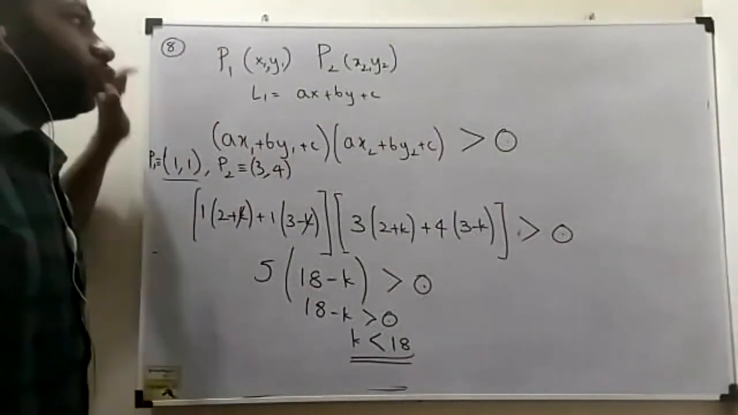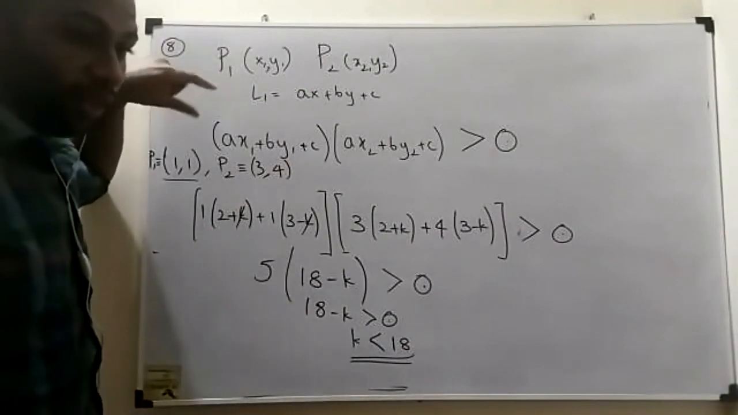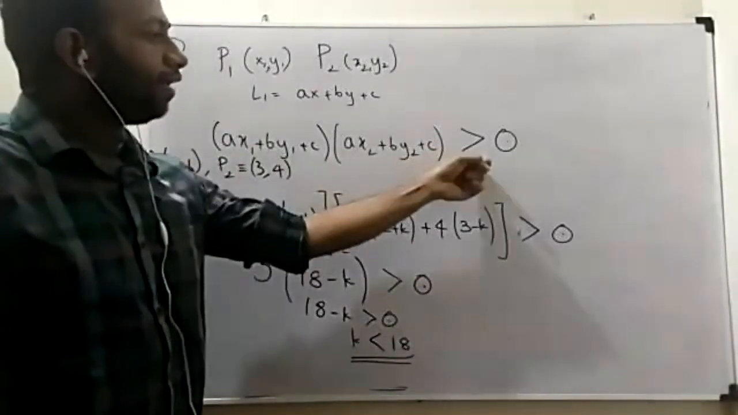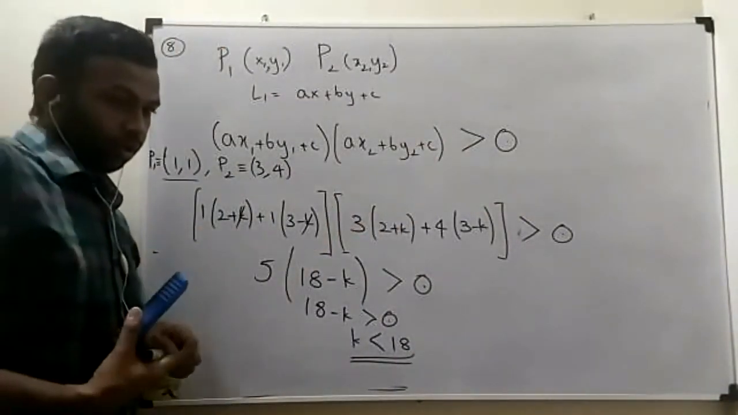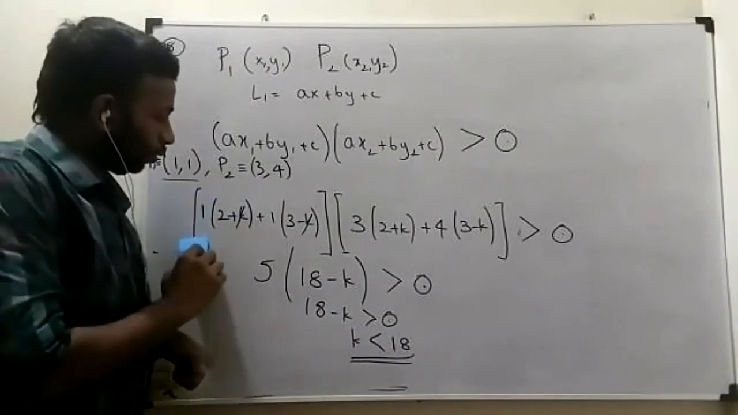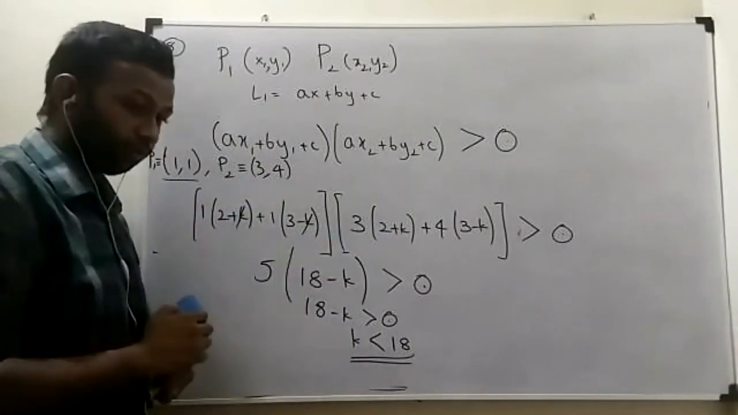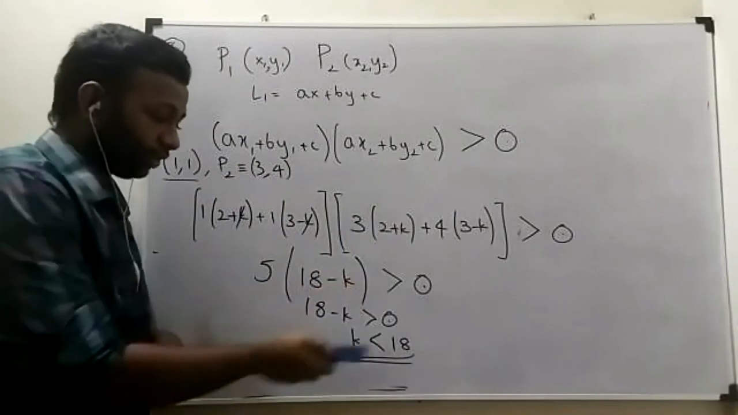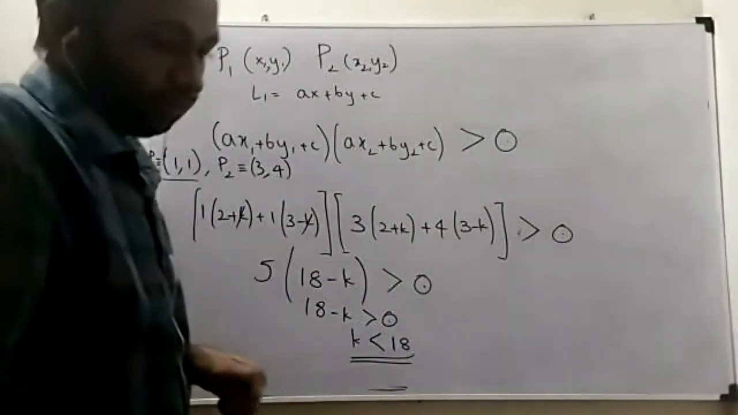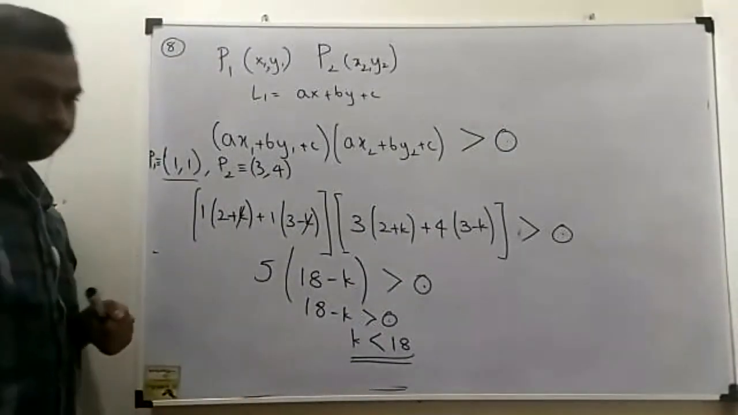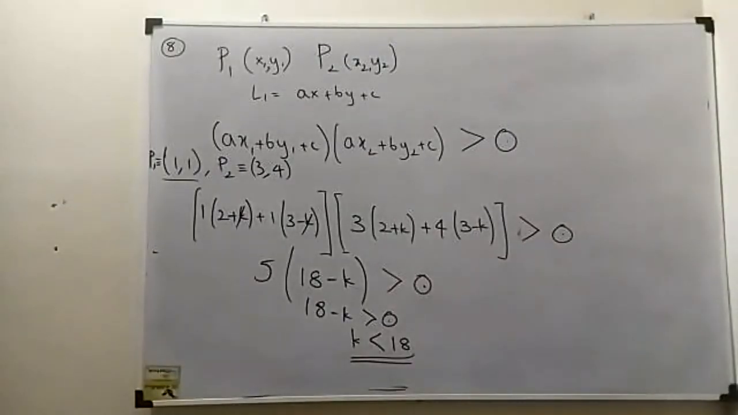So once again, what do we do? The theory is this: if we have 2 points and you substitute these 2 points into the equation, if you multiply it in this form and the value is greater than 0, this means the 2 points lie on the same side of the straight line. So what we do here, we substitute those values into the equation that we found before, we get 18 minus k is greater than 0, and by that we can say that k is less than 18. So that is the answer for the 8th question. Let's now move on to the next question.